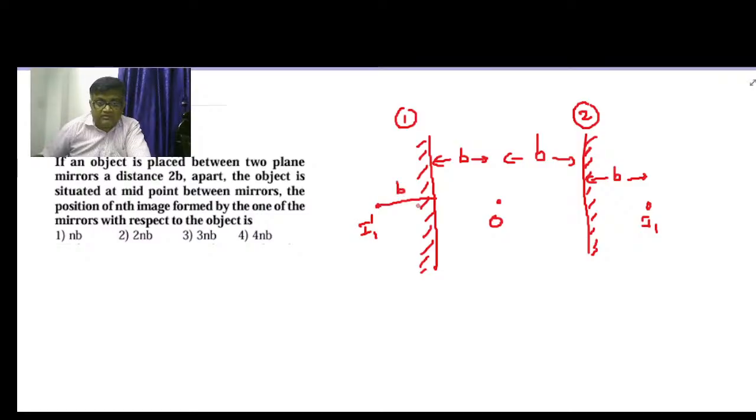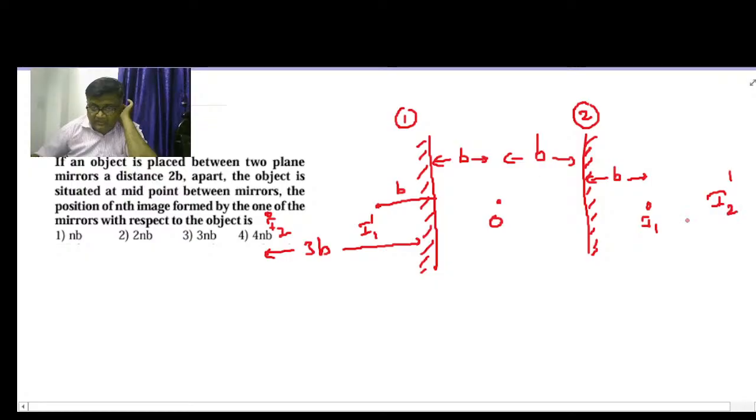Now what happens is this I1 will act like object for the first mirror, and it is located at b plus b plus b, 3b distance. So it will form the second image, we can call it I2, at a distance of 3b from this mirror. Arguing in the similar way, I1 dash will be acting like object for the second mirror, and it will also form I2 dash at a distance of 3b. So it forms a series actually. The series will be like this: b, 3b, 5b, 7b, like that.